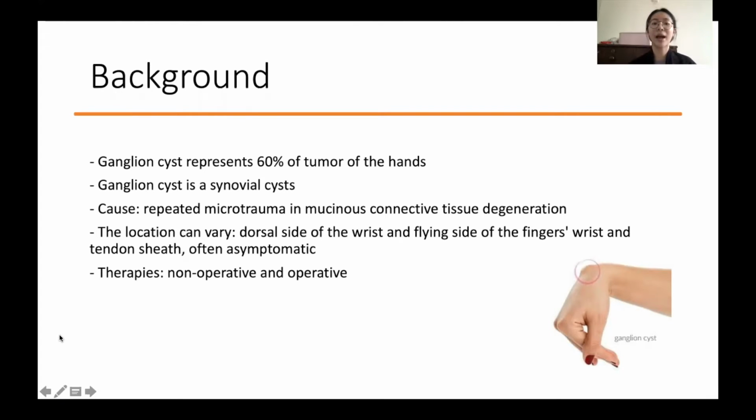Most generally, it happens on the dorsal side of the wrist with the percentage of 70%, followed by the volar side of the fingers, wrist, and tendon sheath. Apart from swelling, the bulk of ganglion cysts are asymptomatic. There are both non-operative and surgical therapies available, but non-surgical care has traditionally been afflicted by a high recurrence rate. Pharmacologic agents are still under continuous review. This may lead to a definitive medical treatment of ganglions, which would avoid surgery.